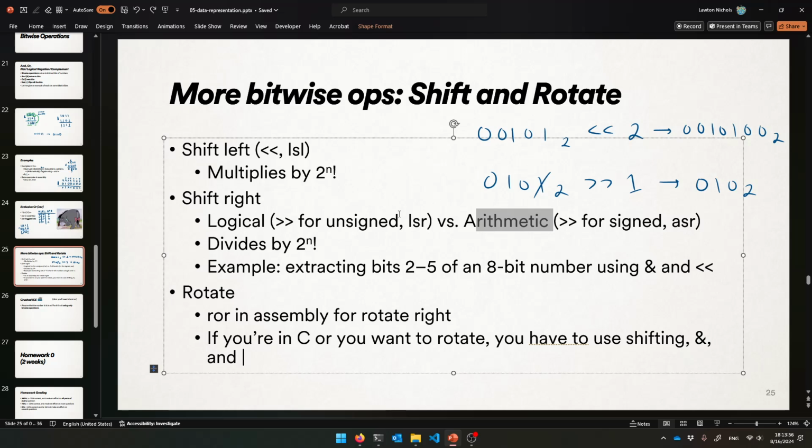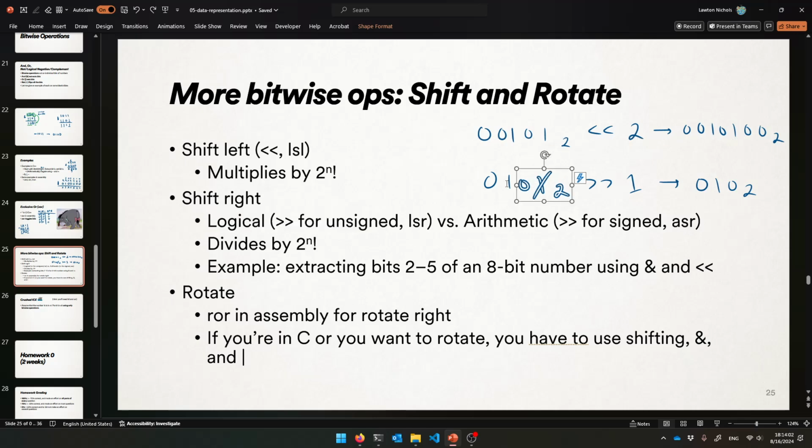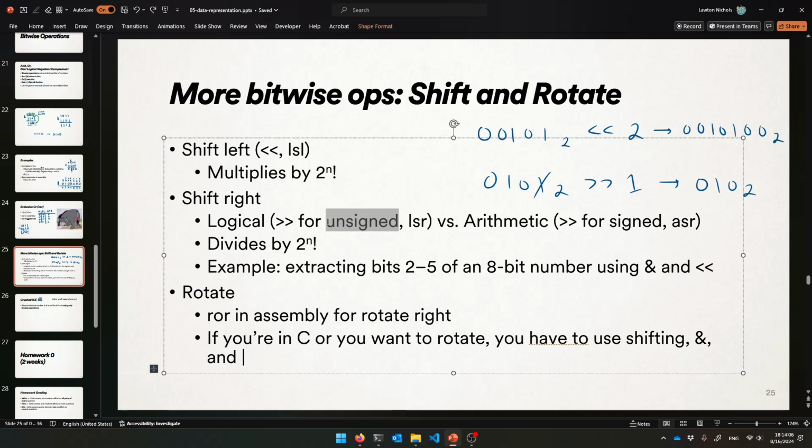The one you get depends on the type of the variable that is on the left side of your shift. If you have an unsigned number, it's going to be a logical shift right. This is the corresponding assembly instruction. So this is logical shift left, logical shift right. Those are your assembly instructions that do this. You can look them up in the documentation. And then there's also an arithmetic shift right for signed numbers. ASR is what that's short for.